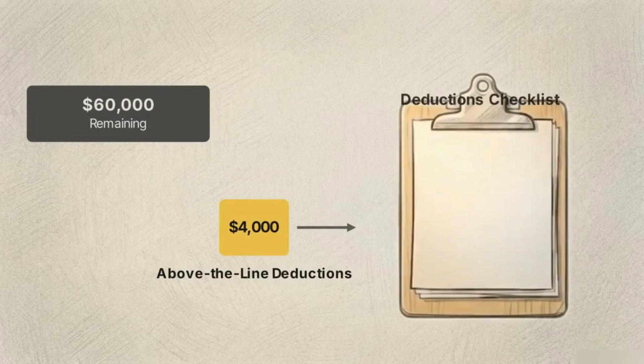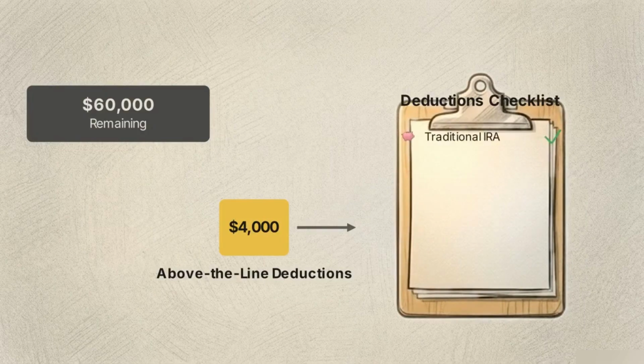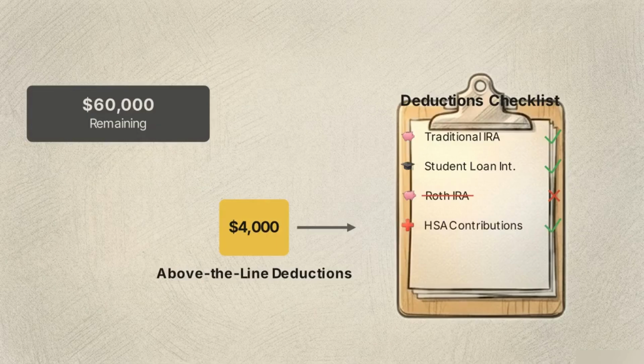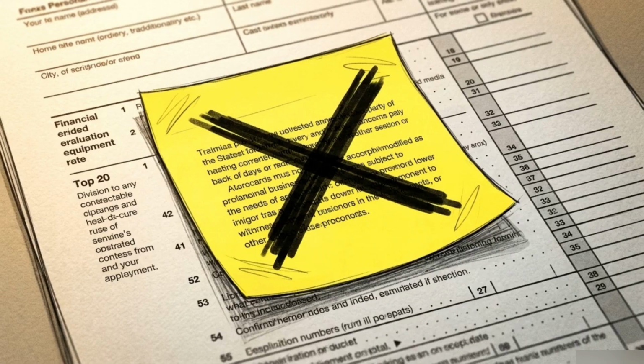Looking at the checklist, the most common adjustments are traditional IRA contributions and student loan interest. You cannot legally deduct Roth IRA contributions here. Other niche deductions include HSA contributions and educator expenses. These adjustments add up to $4,000. Do not subtract your standard deduction yet. That is a separate step that happens later in the tax filing process.